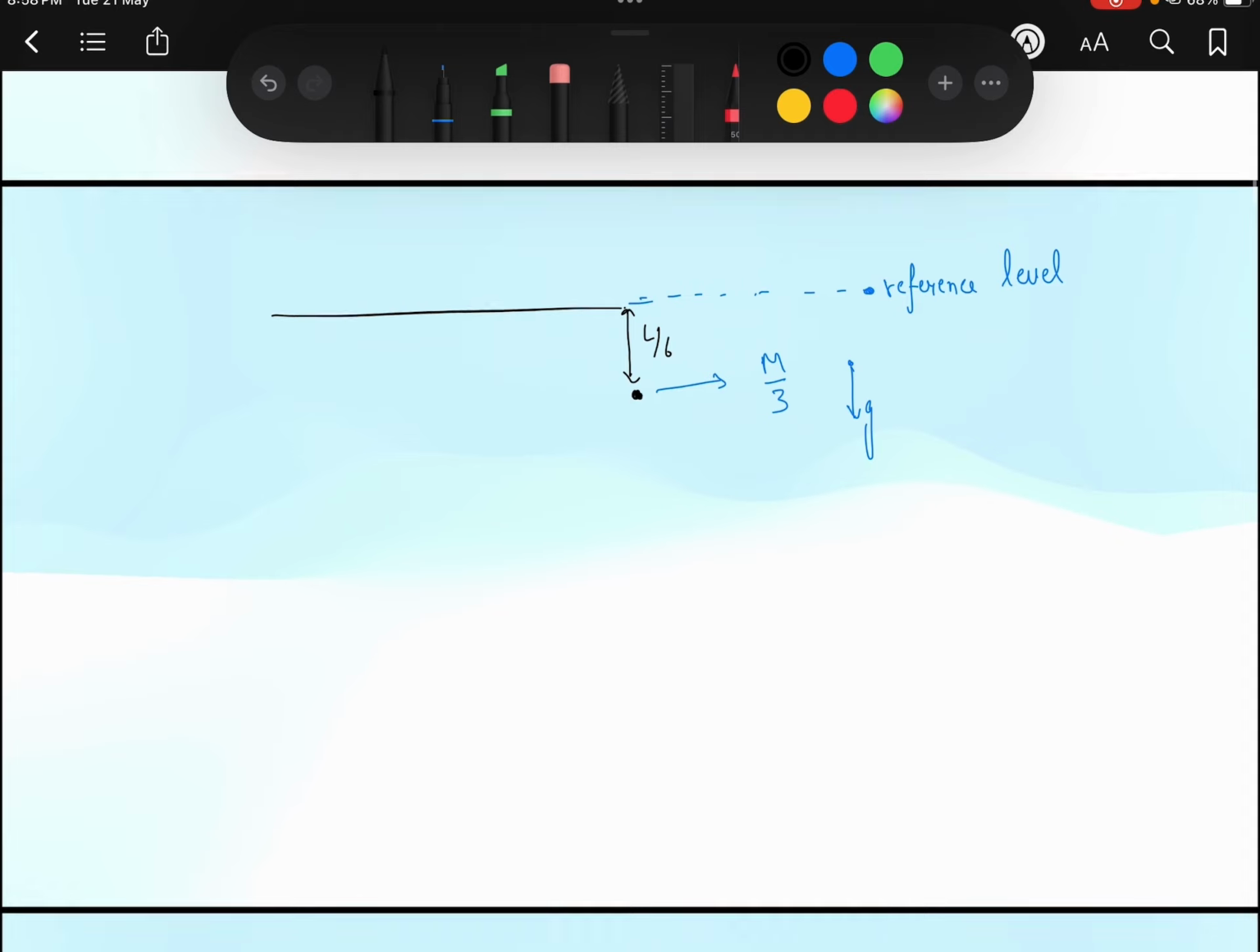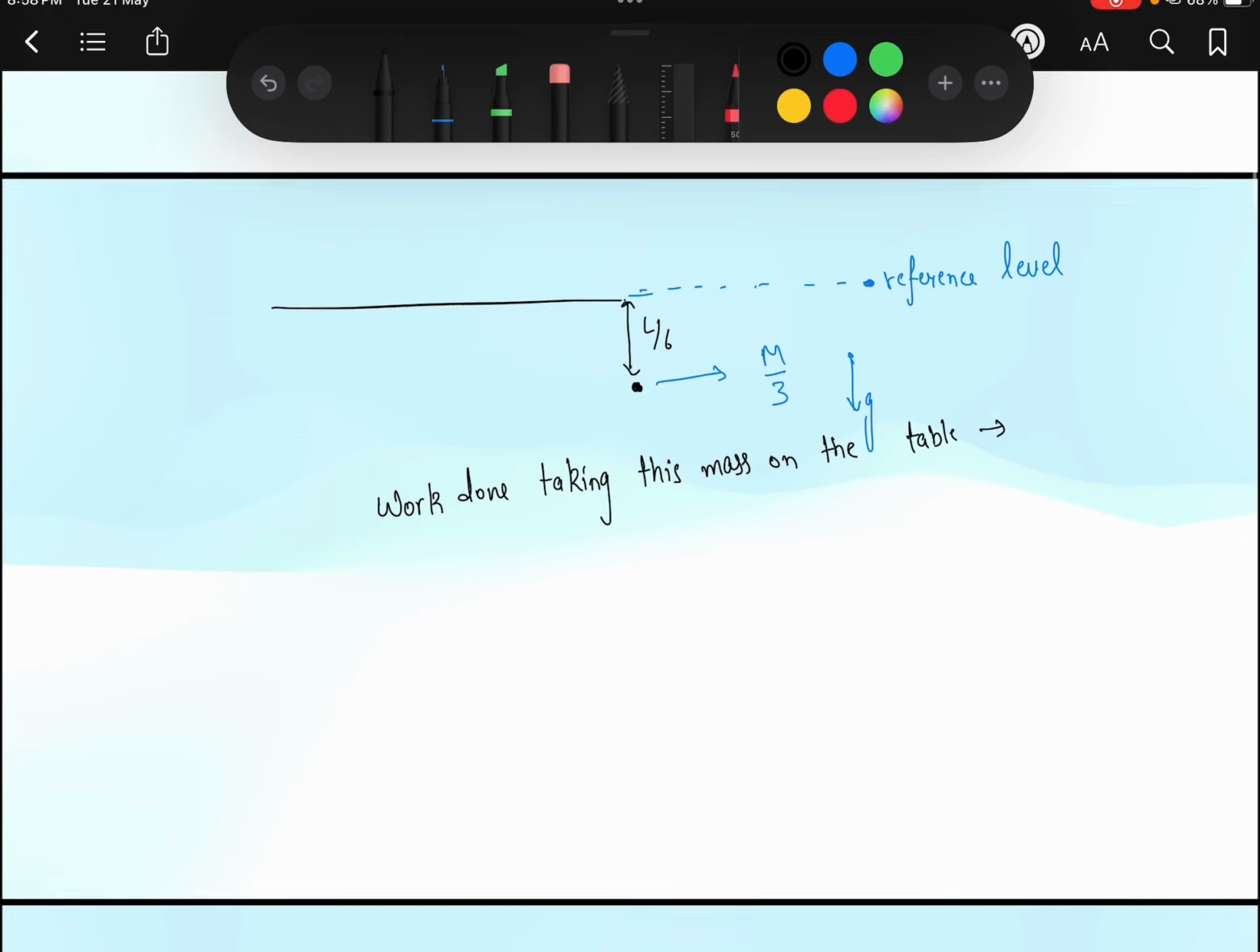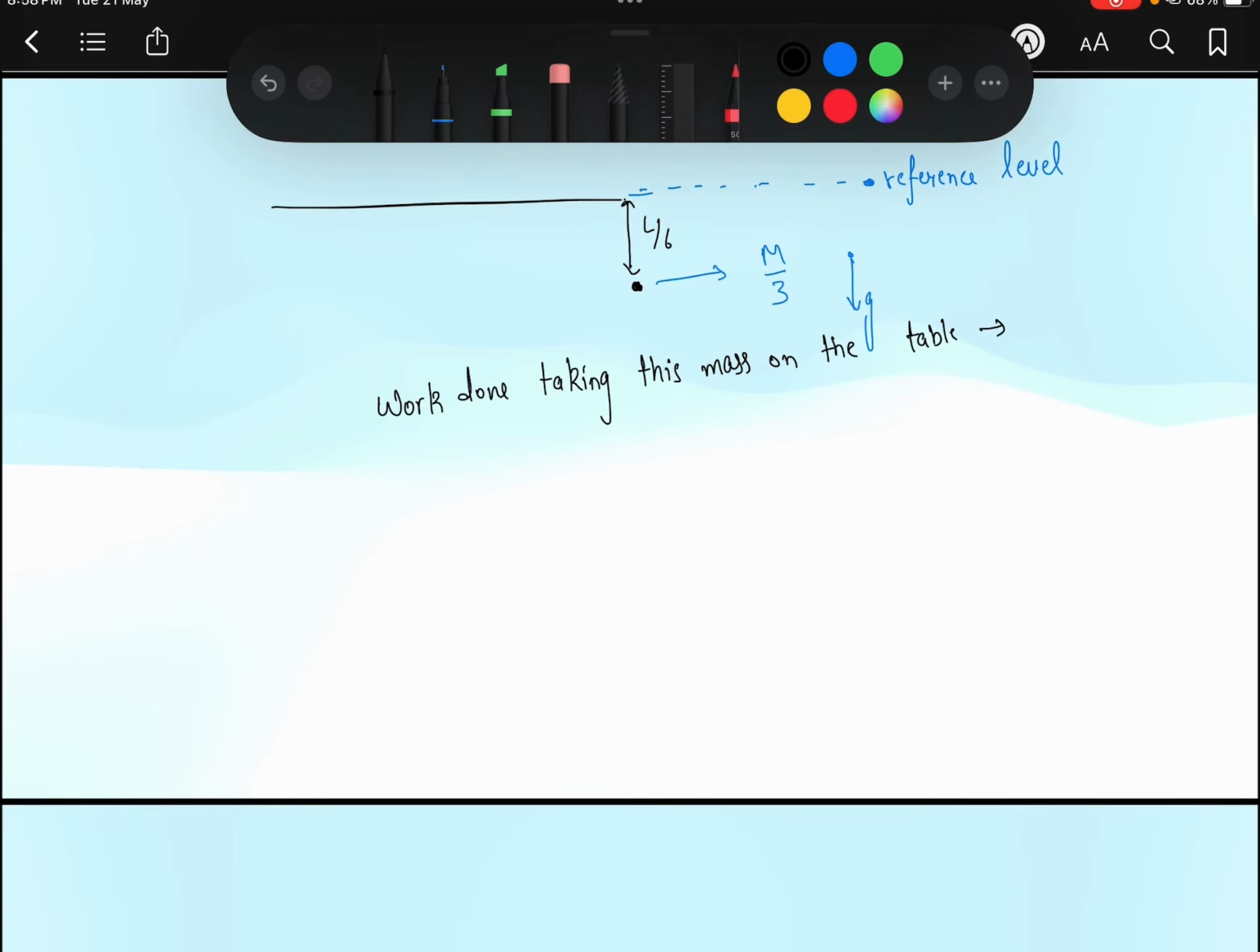Now the work done by us in taking this mass on the table, that will be equal to what? That will be equal to the change in potential energy of this mass. That is equal to what? Change in potential energy of this mass.